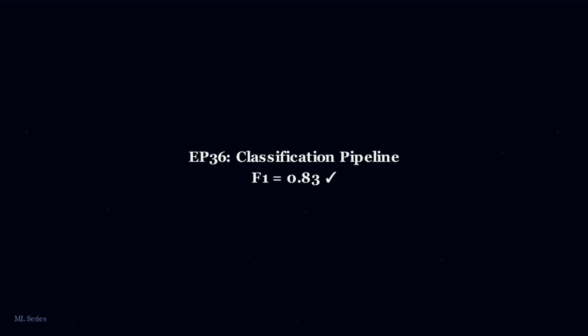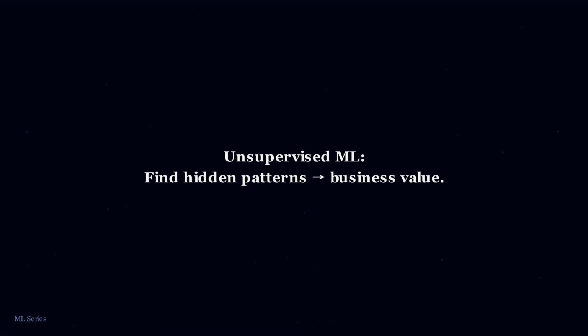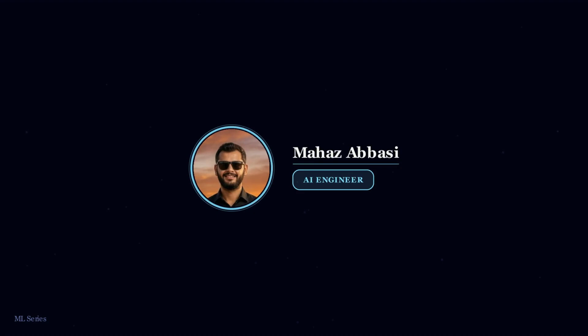Last episode, you built a classification pipeline and hit F1 of 83%. Today is different. There is no target column, no label, no right answer written in the data. Your job is to find structure that nobody told you was there and turn it into a business recommendation.